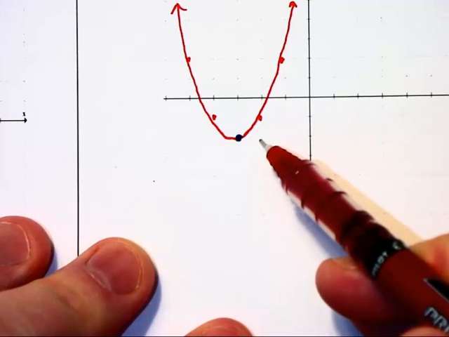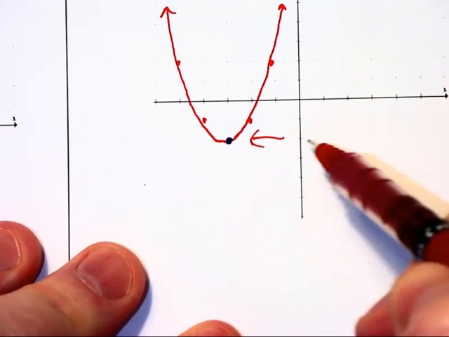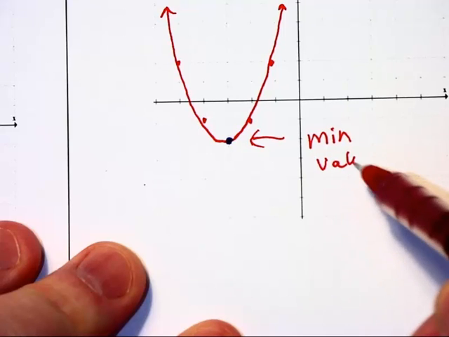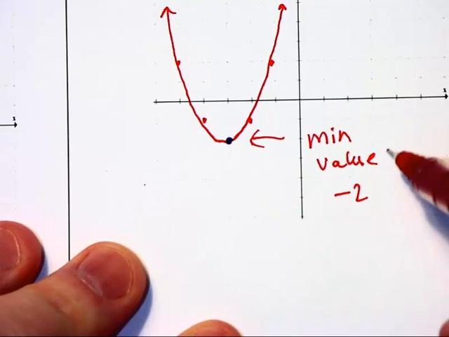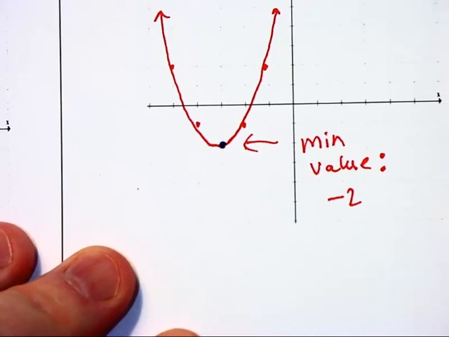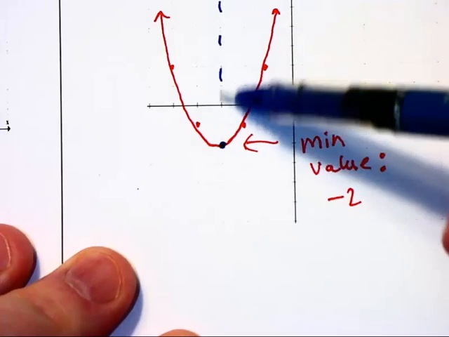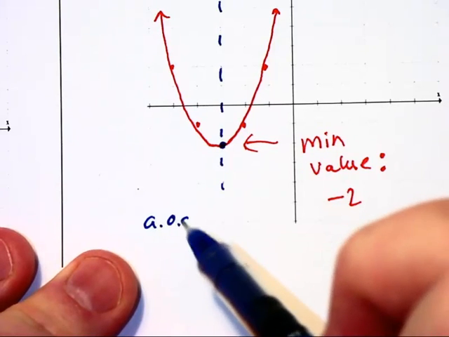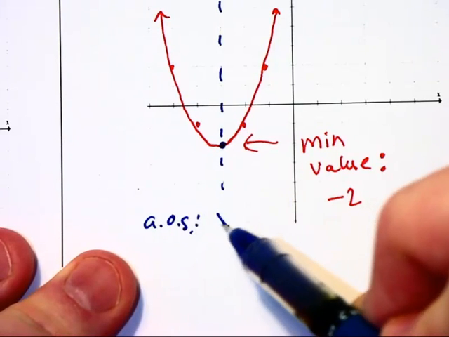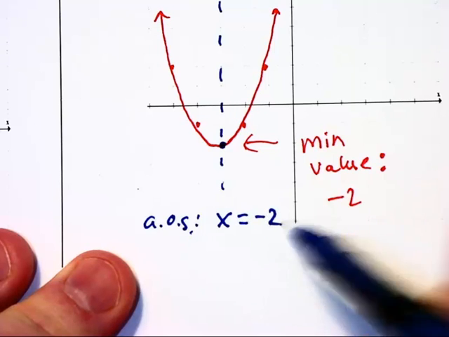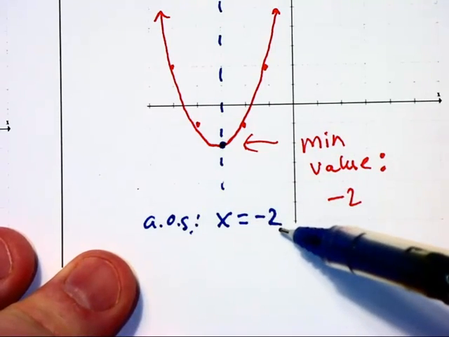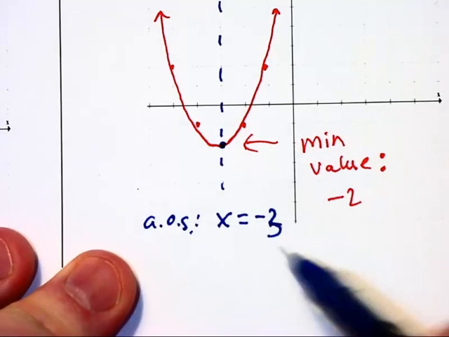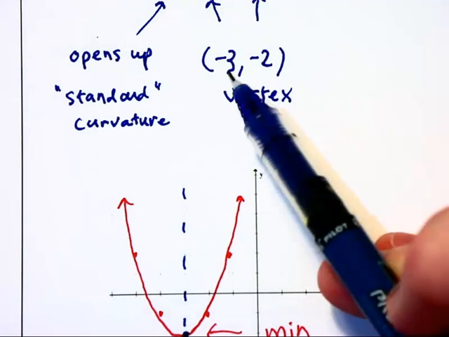Now, this has a minimum value, and that minimum value is -2. Notice how that is the same as the y-coordinate of the vertex. We also see that the axis of symmetry can be drawn in, and I will abbreviate that as AOS, axis of symmetry, and that is the equation x equals -3. Notice how the -3 and -2 match the values that we've written down for the vertex.